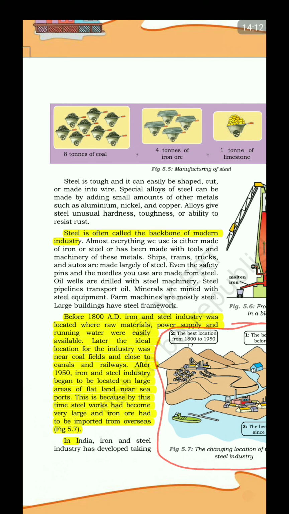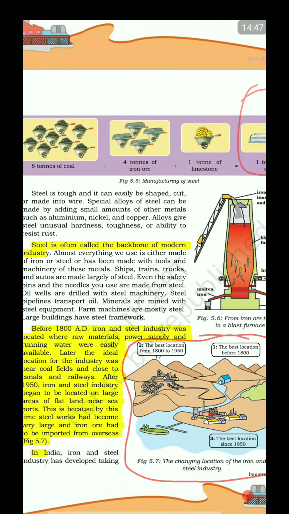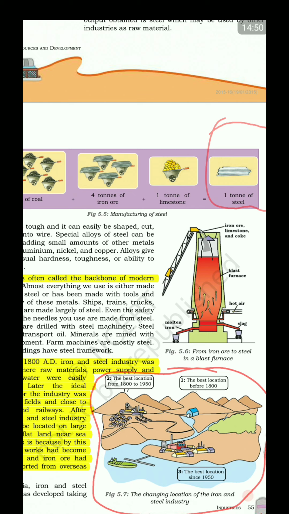With the industrial revolution, coal emerges as the important source of energy, and with the invention of the blast furnace, coal emerges as the important source of energy, and the ratio of the coal and the iron ore, as we saw, is 8 tons of coal, 4 tons of iron ore, 1 ton of limestone.